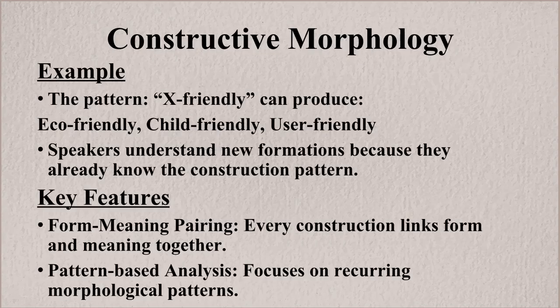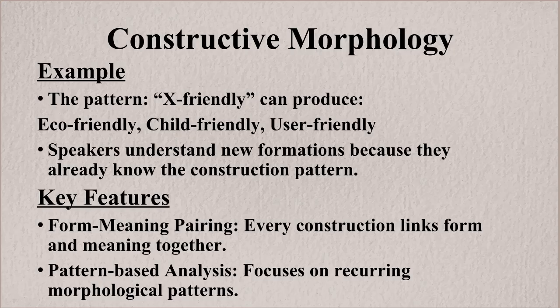For example, the pattern X-friendly is a productive morphological construction where different words can fill the slot X to create new meanings. This pattern allows the creation of multiple words such as eco-friendly, child-friendly, and user-friendly by replacing the variable element X. Speakers can easily understand new words because they already recognize the underlying construction patterns stored in their mental language system. Now let's discuss the key features.